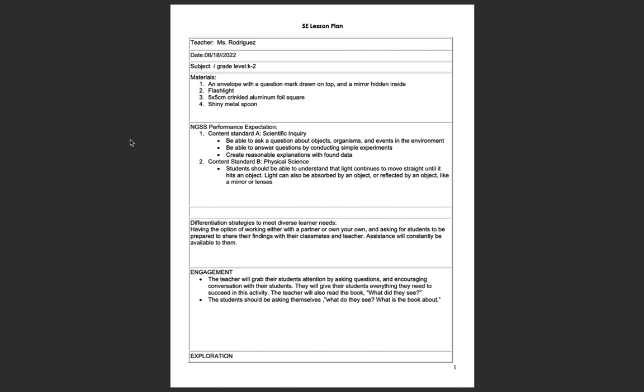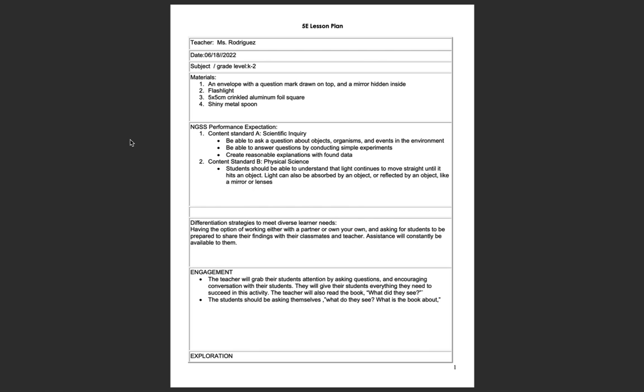The performance expectations that you would be reaching would be content standard A, where you'd be able to ask a question about objects, organisms, and events in the environment, be able to answer questions by conducting simple experiments and creating reasonable explanations with found data from said experiments. And content standard B, which is students should be able to understand that light continues to move straight until it hits an object. Light can also be absorbed by an object or reflected by an object, like a mirror or also a lens.